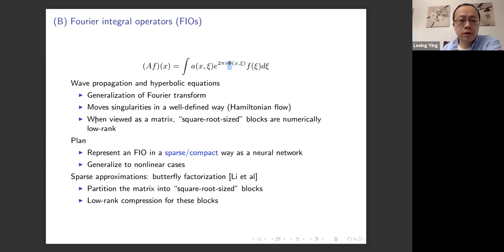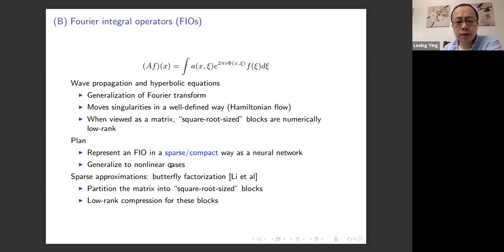From the numerical linear algebra point of view, there is a way to compress a large Fourier integral operator. The idea is that the square root size blocks, I'm writing down here, but on the next slide I will have a picture to illustrate that, of the Fourier integral operators are actually numerically compressible, okay? So we're going to use this square root size idea to represent my Fourier integral operator in a very sparse and compact way, write this as a neural network, and also try to generalize to nonlinear cases.